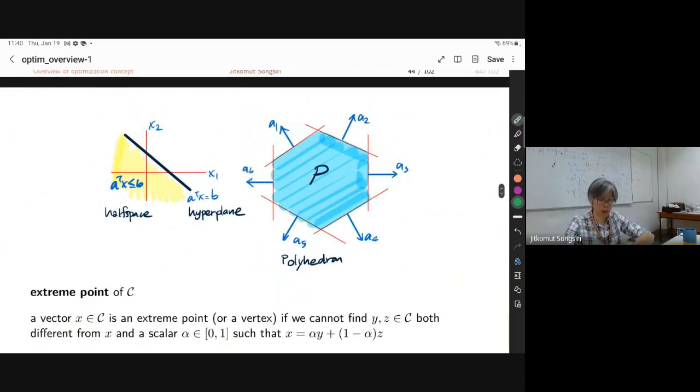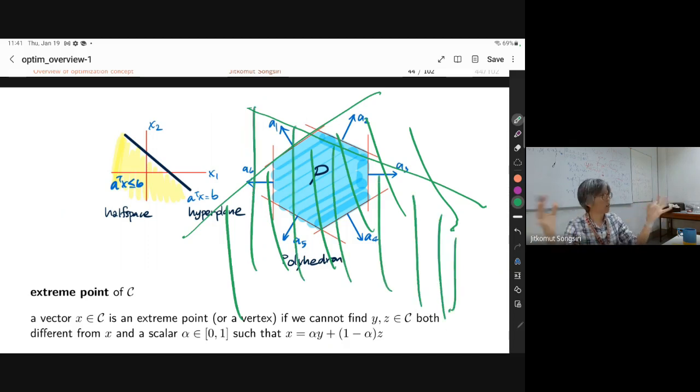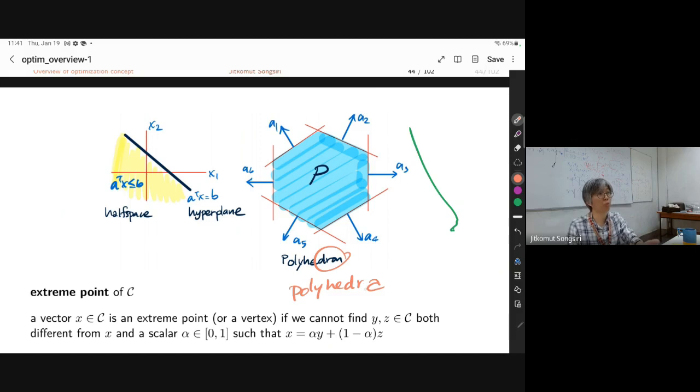If I draw it in the R2 plane, one hyperplane is this line, right? One half space is going to be this. If I have another hyperplane with an inequality, it's going to be another half space. After I intersect all of them, it's going to look like this. It is called a polyhedron. I think this is the singular form; the plural is polyhedra.